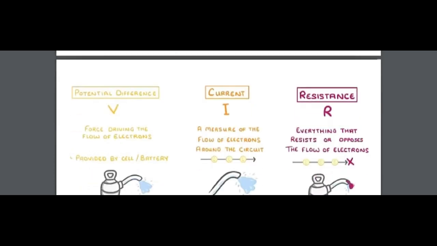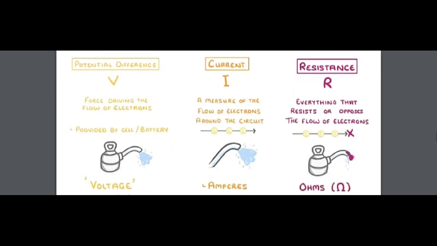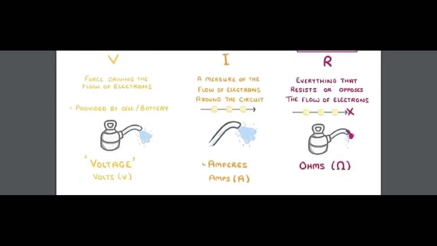Okay. So the potential difference, current and the resistance. Current is denoted by the letter I and is a measure of the flow of electrons around the circuit, similar to the flow of water through a pipe. For example, if we have more pressure of water, we have more current. If there is less pressure, there will be less current. Okay?